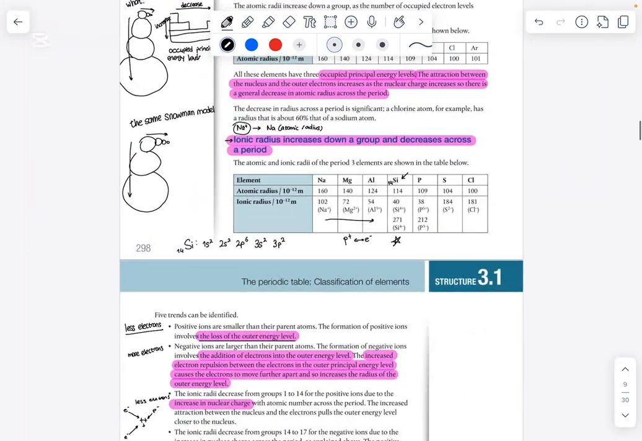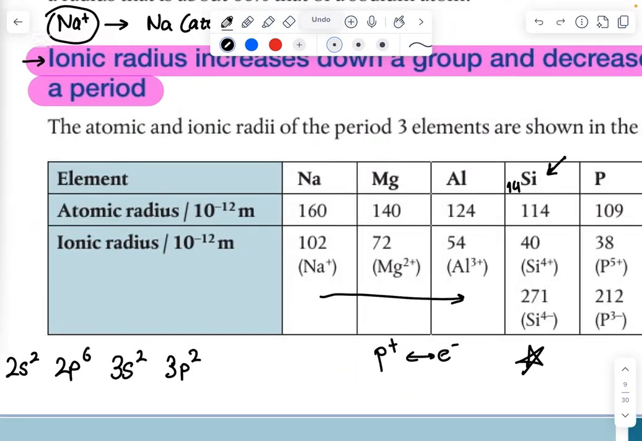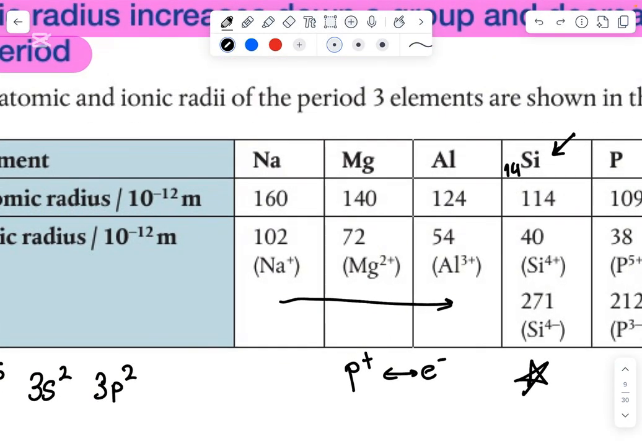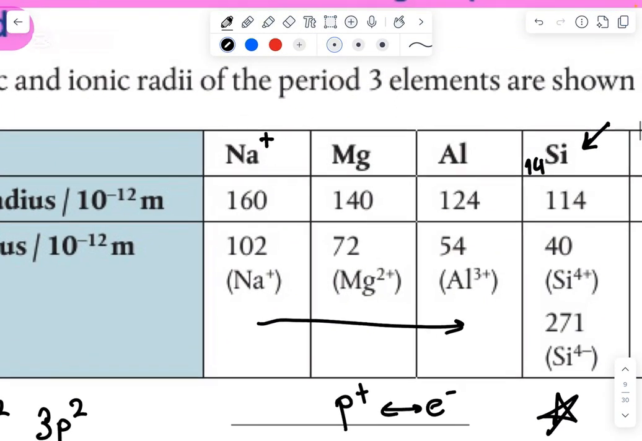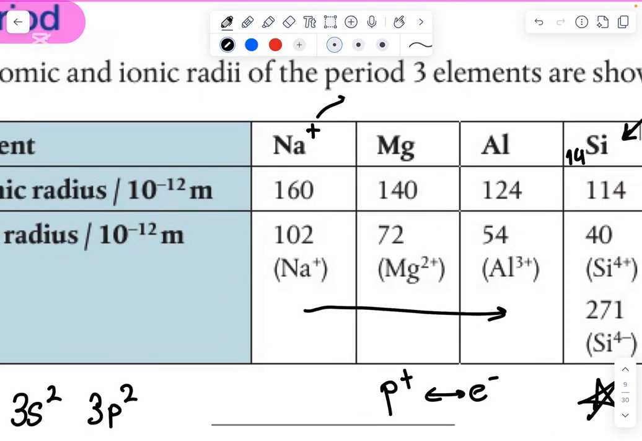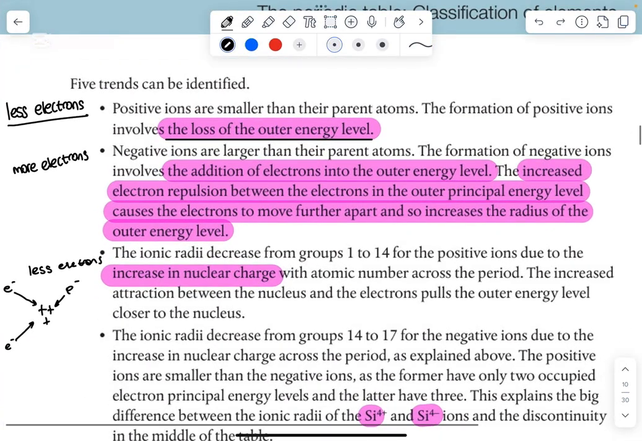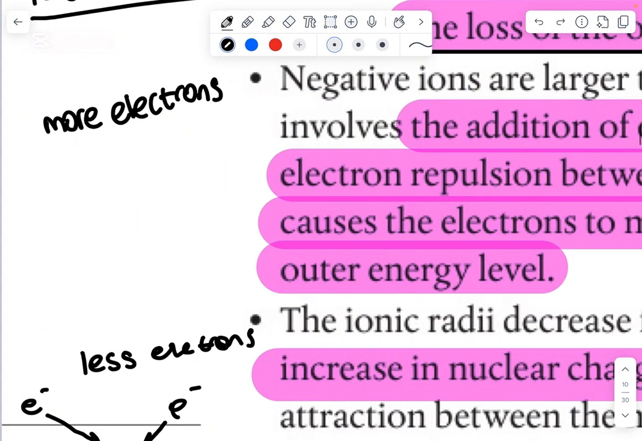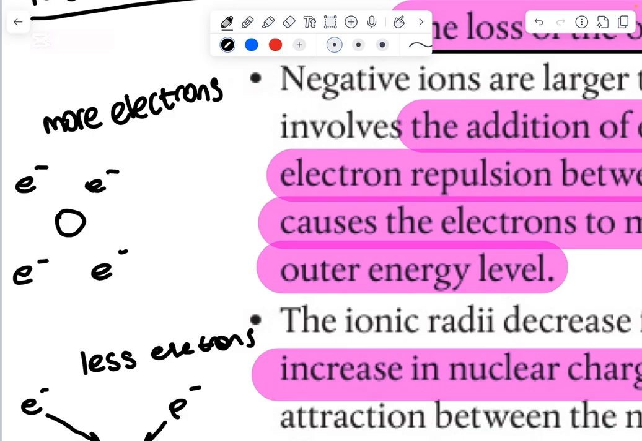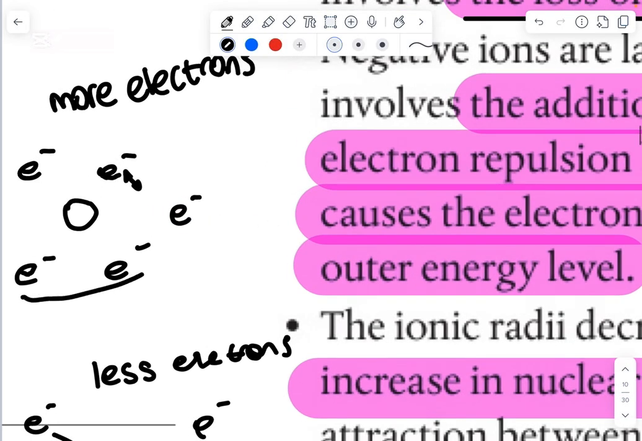So when we're talking about, say, sodium, the sodium is going to be in a +1 charge, which means it's going to give away 1 electron and it's going to have fewer occupied principal energy levels, accounting for a smaller ionic radius. So negative ions are larger than their parent atoms. This is because when you add another electron to an atom, making it an ion, these electrons are going to repel each other and move farther apart, which is going to make the ionic radius bigger.